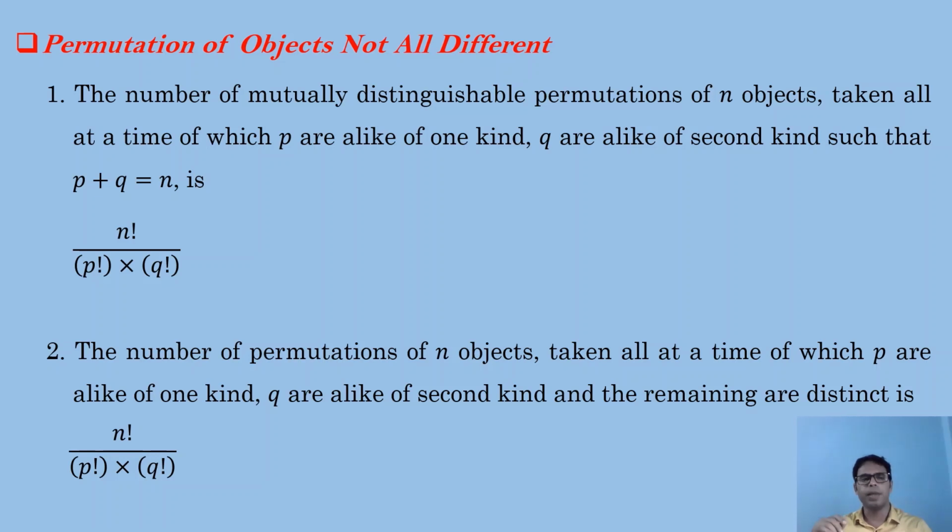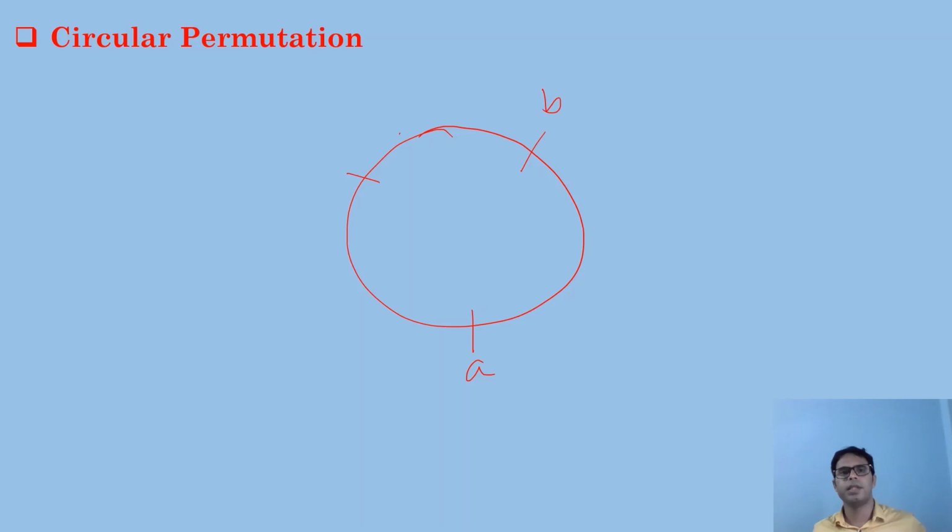So the next topic is circular permutation. What is circular permutation? Circular means this time the objects should be placed in a circle. You see here, if you have some objects, say three objects are there, one of the objects is placed here, one is placed here, and one is placed here. Say the objects are A, B, C.